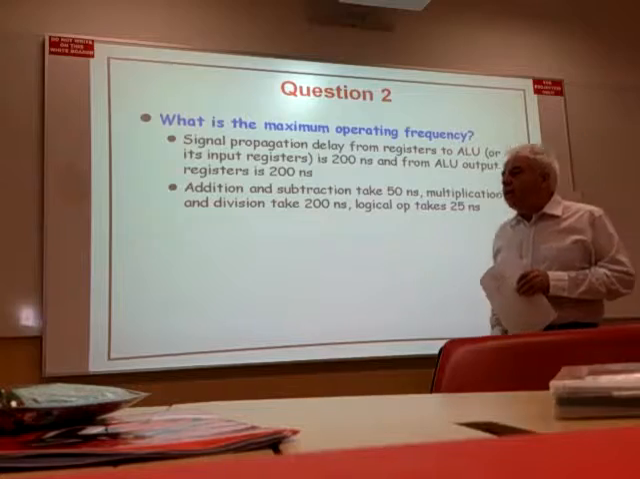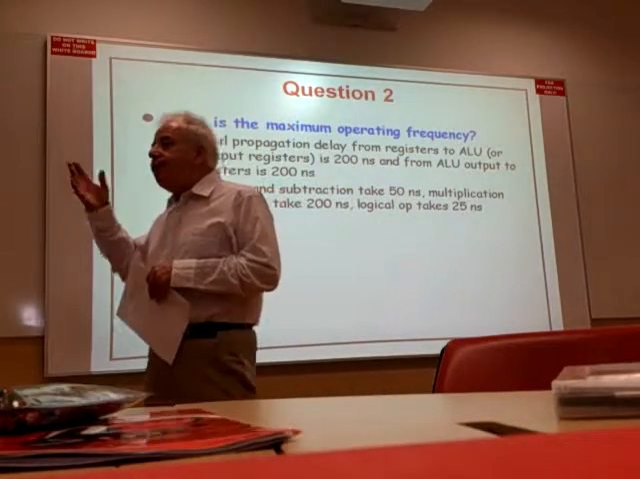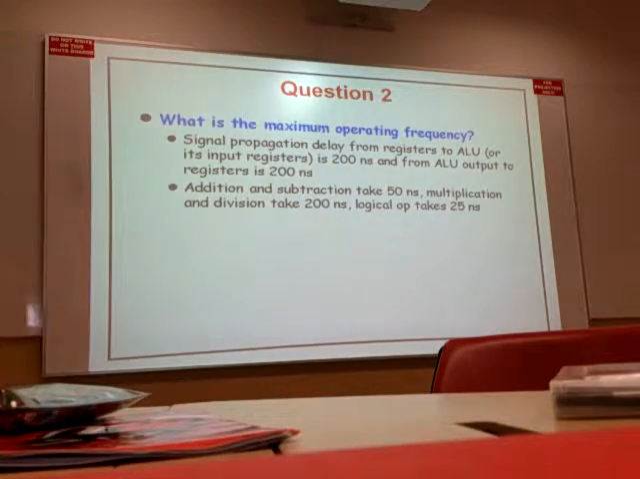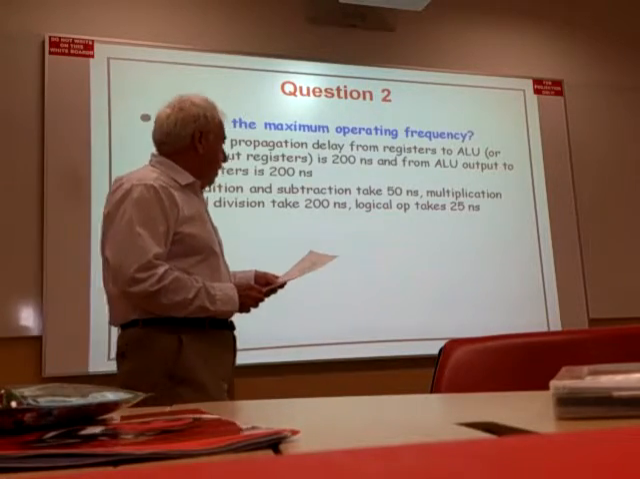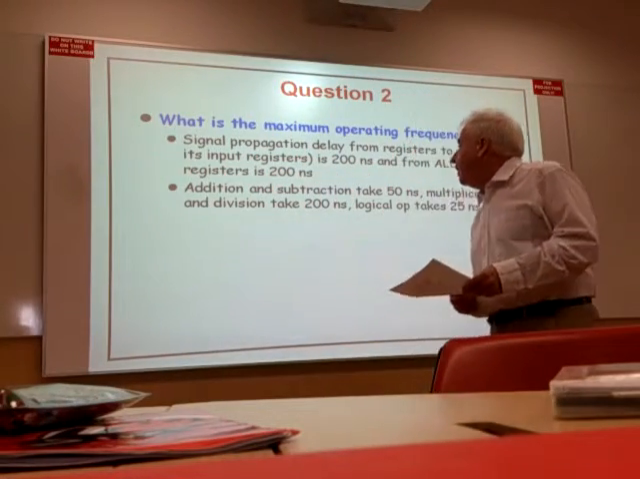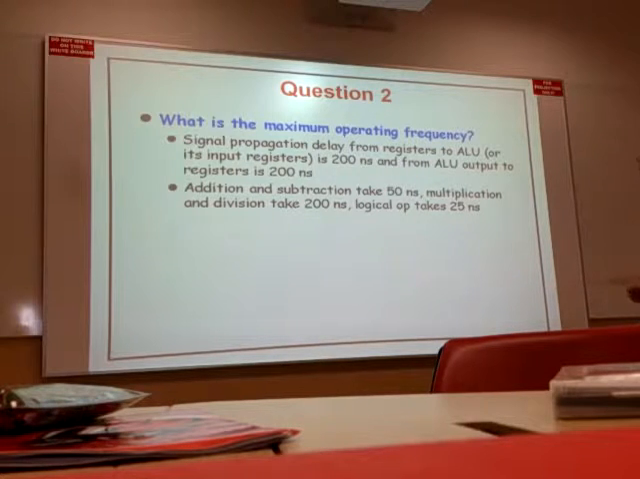So it asks us to do this for both the architectures. For the first architecture, where we have the 3 data buses but no A-B registers, what would be the maximum operating frequency of the clock? Can anybody work that out? 200 plus 200. Okay, 1 divided by 600. Yeah, 1 divided by 600 nanoseconds. Okay, that's correct. How do we get that?